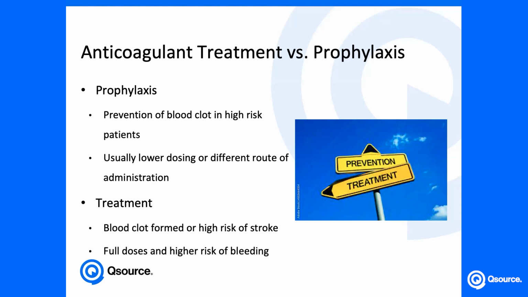So typically speaking, for prophylaxis, we're going to use a lower dose, or we're going to use a different route of administration. So we'll see that when we talk about the specific medications. This is in comparison to full treatment dose. And so treatment dose anticoagulation is going to be the higher of the two doses, so normal doses. We either have a blood clot that's formed, or they're at increased risk of stroke. So those two indications that I talked about before. Full doses are going to be associated with much higher risk of bleeding than we see with the lower dosing with prophylaxis.